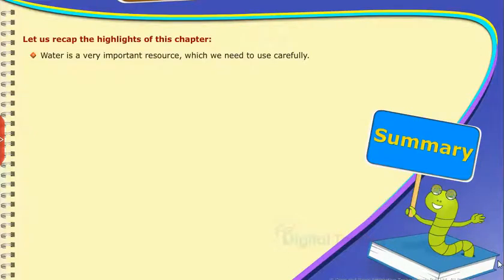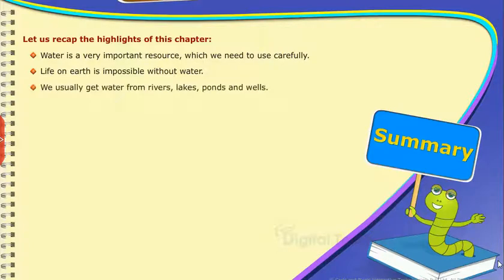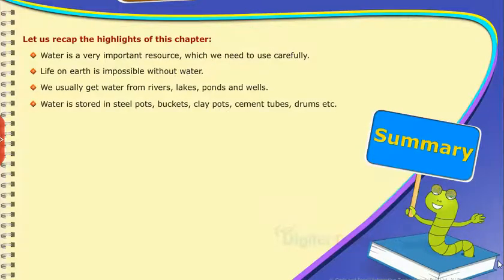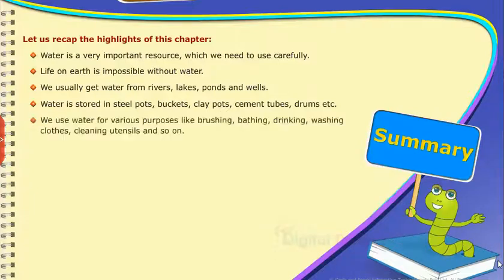Water is very important resource which we need to use carefully. Life on earth is impossible without water. We usually get water from rivers, lakes, ponds and wells. Water is stored in steel pots, buckets, clay pots, cement tubes, drums, etc. We use water for various purposes like brushing, bathing, drinking, washing clothes, cleaning utensils and so on. Water is essential for all the living beings on earth.